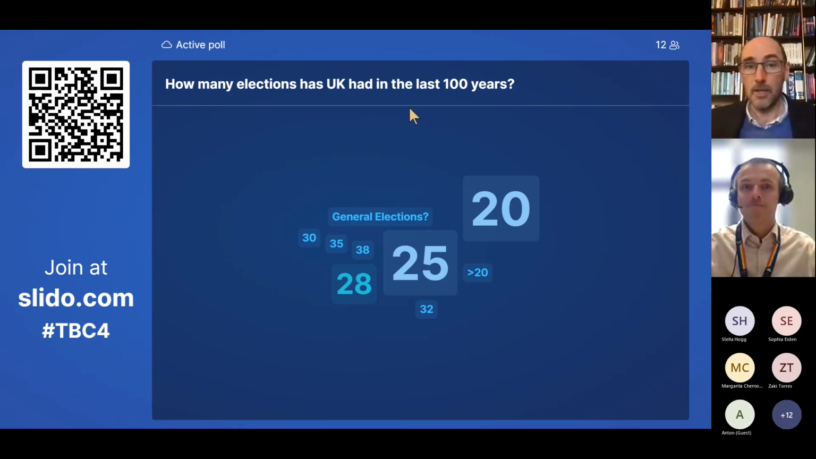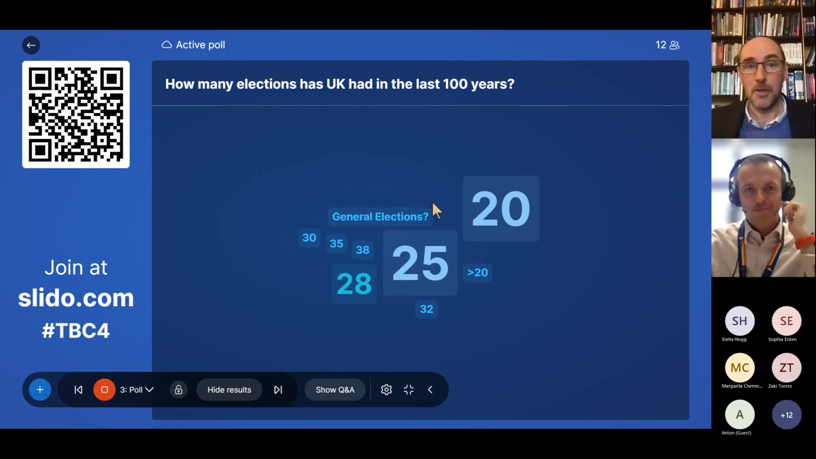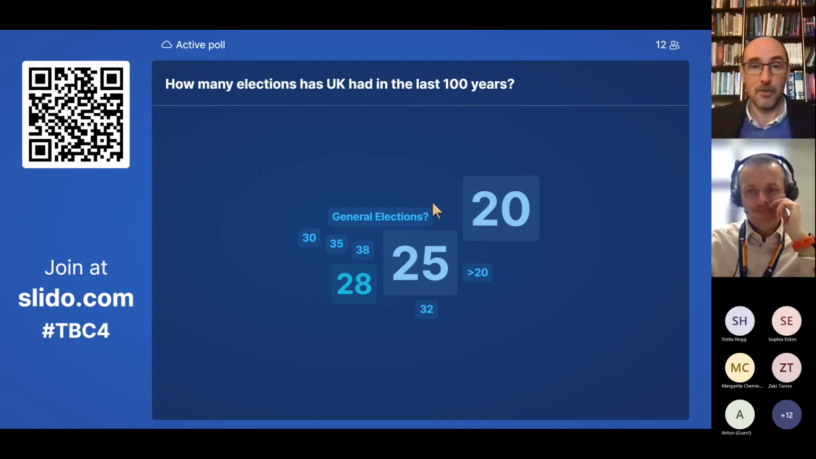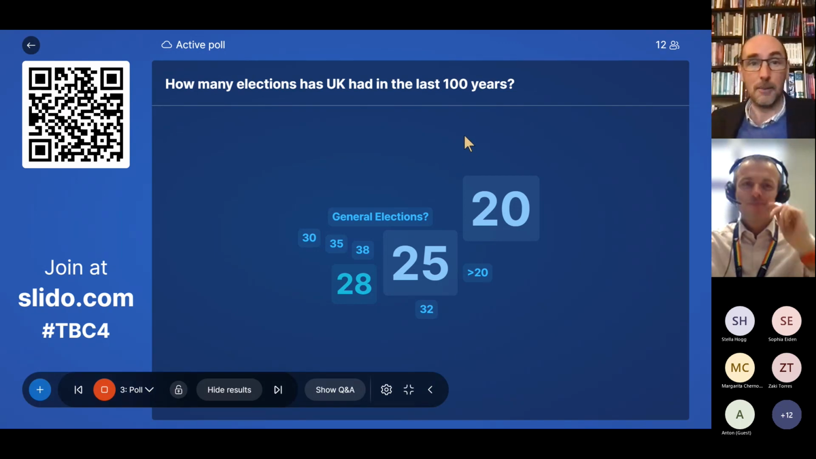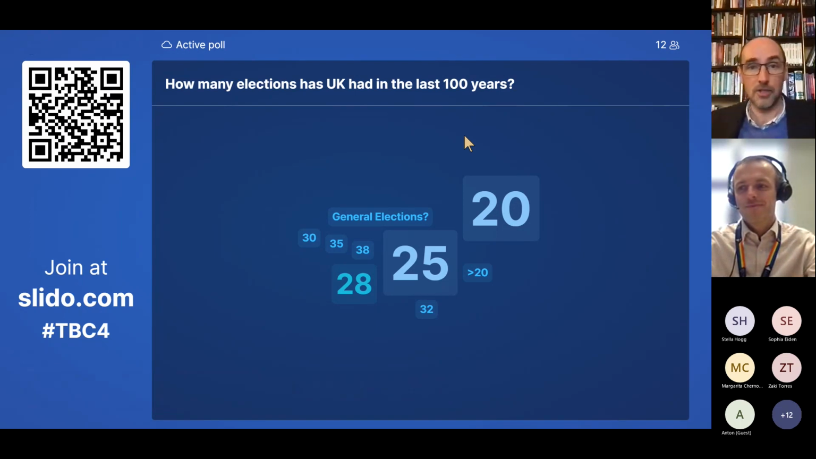The actual answer was 26. So one rough way of thinking about it is we're supposed to have elections at least every 5 years. And so if you took 100 years and divided it by 5, you would get 20. But as some of you probably know, we have elections more often than that because prime ministers can call them a bit earlier if they want to. And that's thought to be a huge advantage for prime ministers winning elections. So in fact, we've had 26 elections in the last 100 years, and that takes you back to the 1923 general election. But there's also that 1922 general election that I'm going to talk about in the talk.